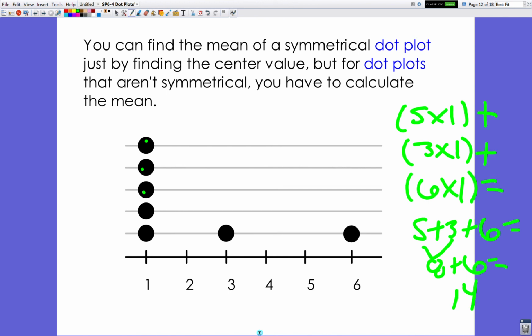Now, that's our total. We have to take our total and divide it by the number in our data set. So we'll go back and count how many dots we have. 1, 2, 3, 4, 5, 6, 7. So 14 divided by 7 is 2. So my mean is 2.